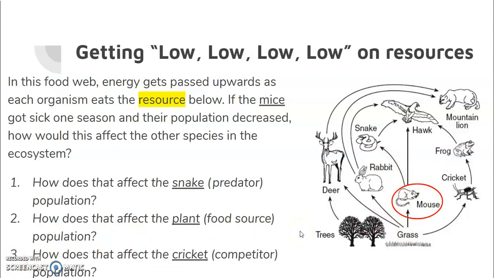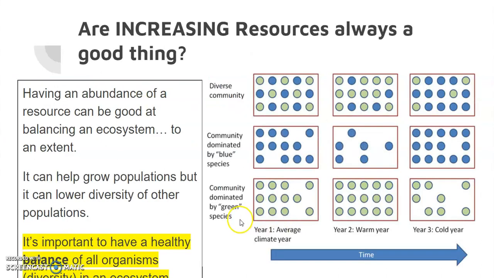So we know if we reduce a resource, it'll negatively affect a lot of plants and animals, and it will impact the entire ecosystem. What about if you increase a resource? You might assume that increasing resources will always be a good thing no matter what. But remember, to have a healthy balance of all organisms in an ecosystem, you can't have a surplus of one or another. We want a balanced, diverse community.